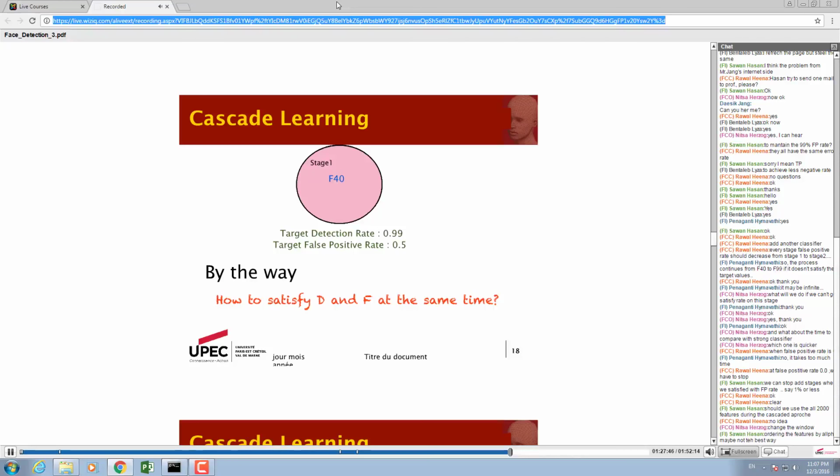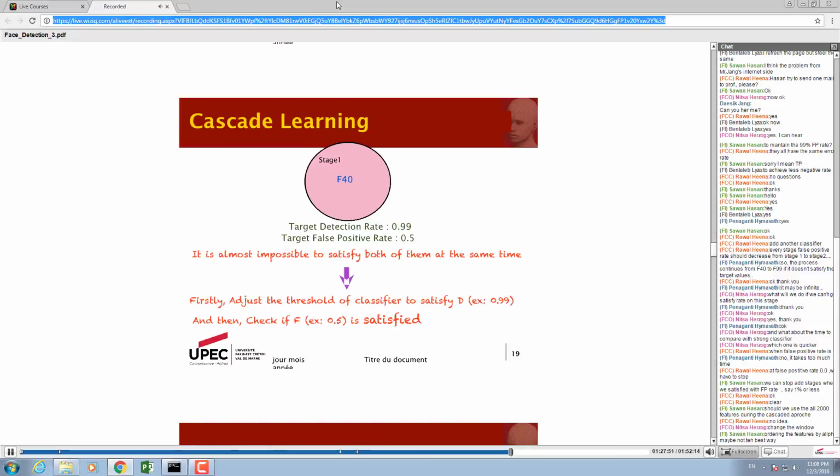Okay, yeah, so, change the window. Ordering the features by alpha might be the best way. Yeah. Okay, so let's discuss together. Okay, so this is the solution.